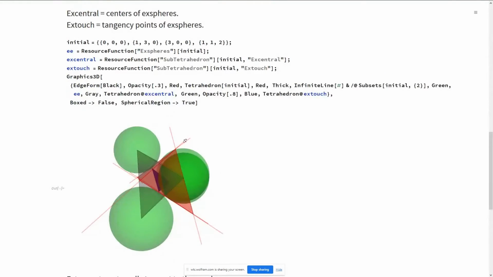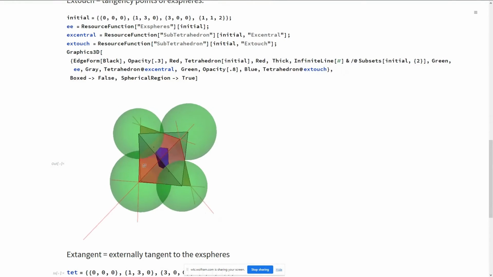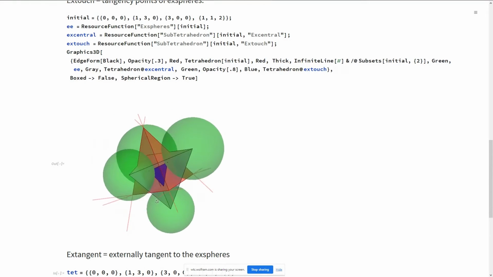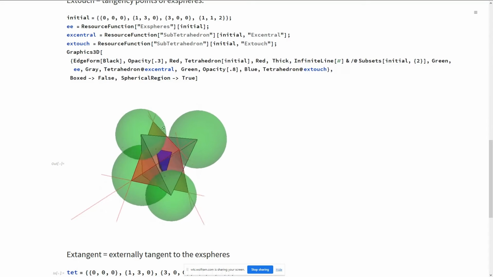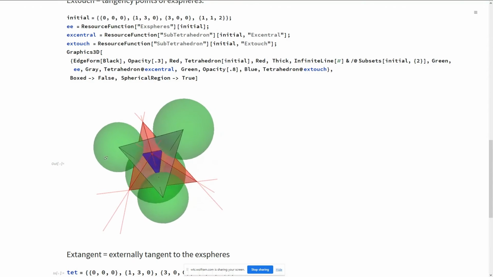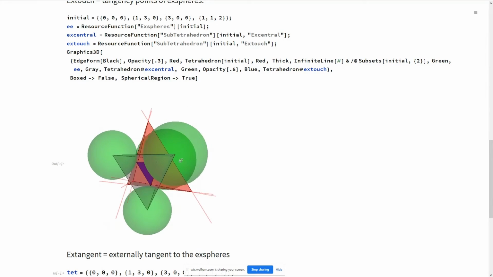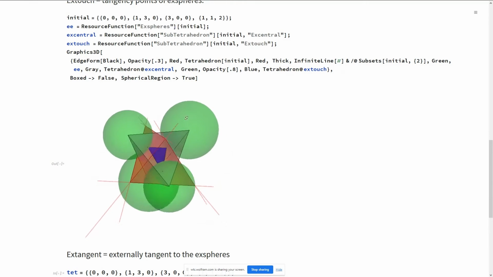We can do the same thing in 3 dimensions. The red tetrahedron is the original tetrahedron. The X central tetrahedron in gray connects the centers, and the blue tetrahedron at the center connects the tangency points.